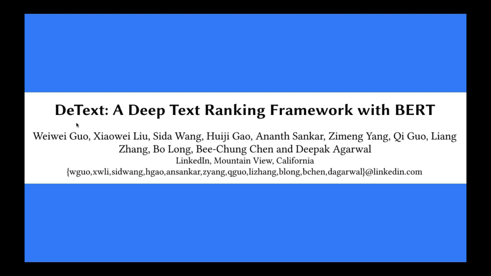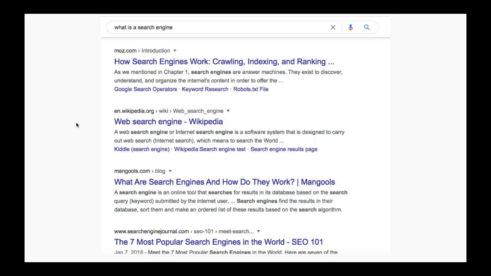But anyway, this paper is published by LinkedIn, Mountain View, California. A deep text ranking framework with BERT. So what is search? We need to talk about it first. I think most people are very familiar with search. After all, you use it every day or even every hour, right? Search is like you give a query to a search engine, and the search engine will retrieve the relevant document.